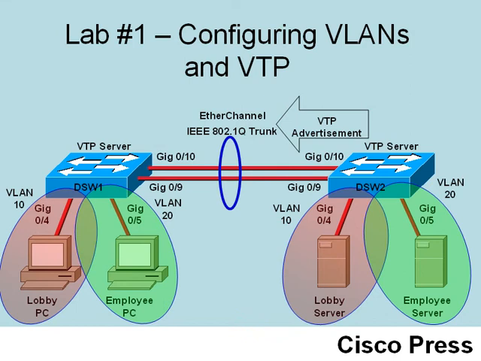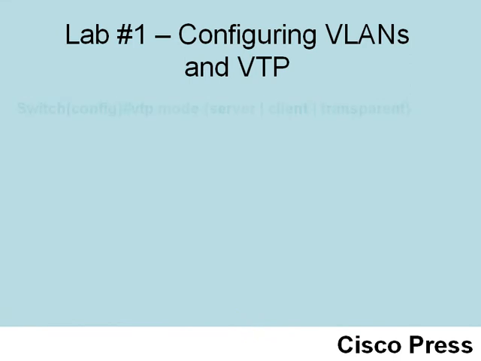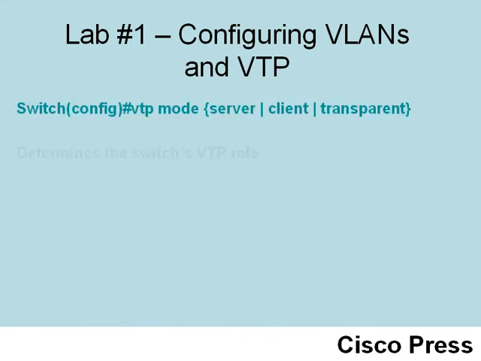For example, on DSW1, we want port gigabit 0/4 to belong to the lobby VLAN, which we will number VLAN 10. And we want gigabit 0/5 to belong to the employee VLAN, which we will number VLAN 20. Let's see the syntax we'll use to set this up. In global configuration mode for our switch, we're going to say VTP mode server in our lab. However, realize we could have a mixture of VTP servers, clients, and transparent mode VTP switches.